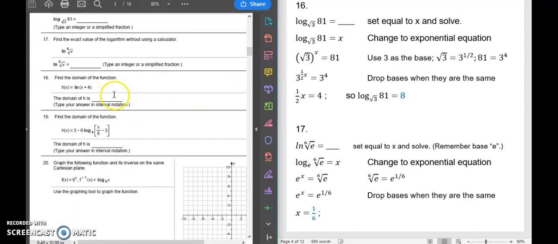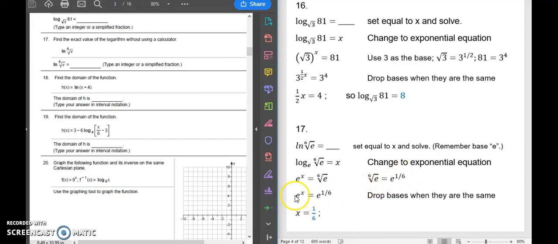For number 17, we see we're back to the natural logarithmic expression. So remember that when you have ln, that's the log of the natural number, which is log with the base being e. So we change it to an exponential equation. We have log base e of the 6th root of e equals x. So then we'll have e raised to the x equals the 6th root of e, which simply means if we change this radical to an exponential expression with a rational exponent, that will be e raised to the 1/6 power.